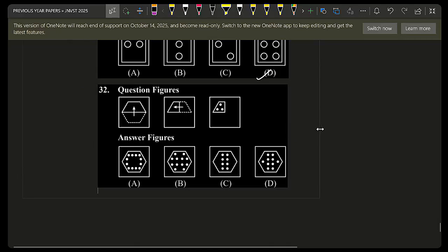32, it is actually a hexagon shaped paper. It is folded on its diagonal up and again to the left. Then three holes are punched. When you open for the first time like this, you get a hole here, and a hole here, and you open the complete paper, so all the six dots will be appearing in that pattern. So option B will be correct.